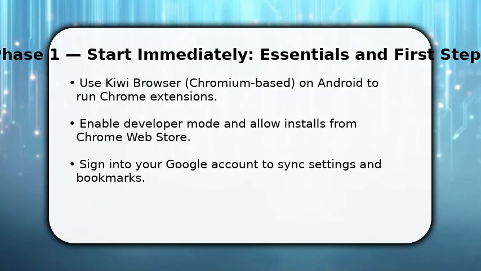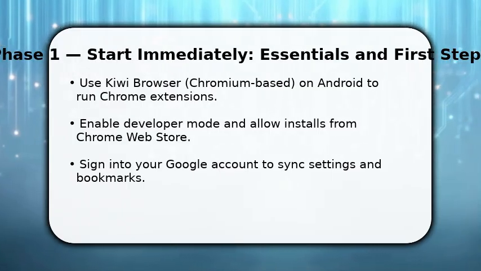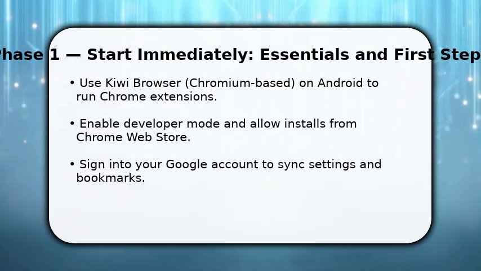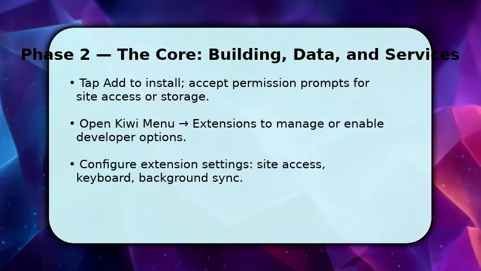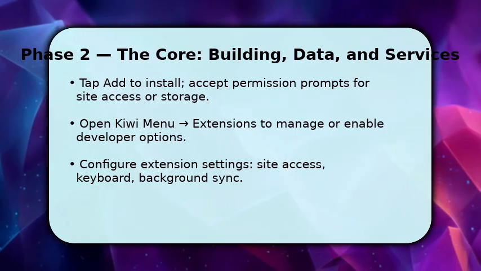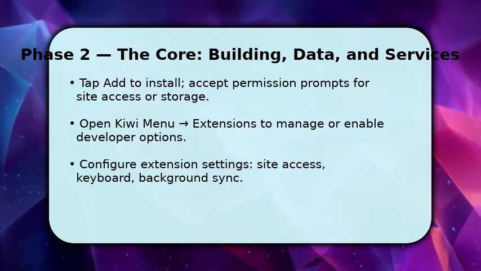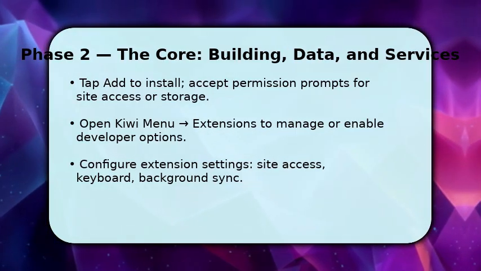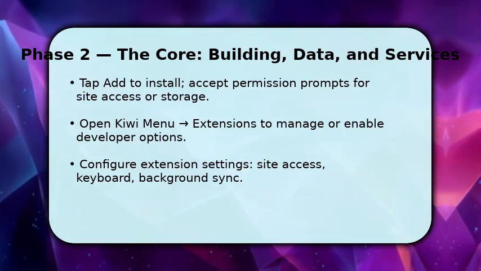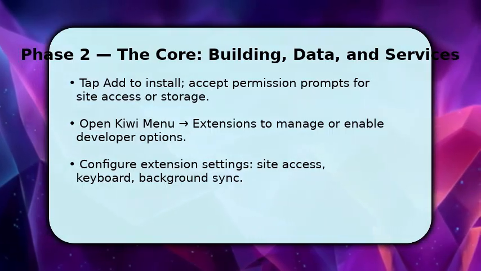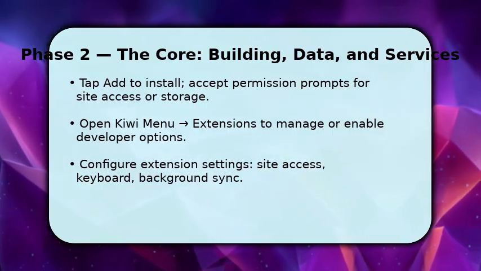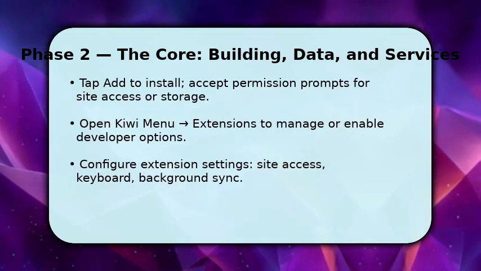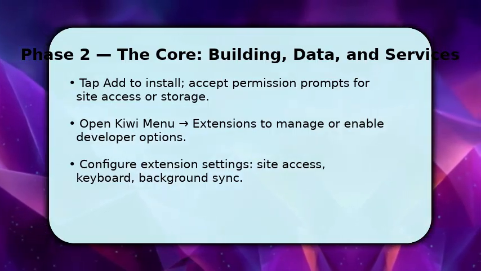Start by searching the extension name, tap Add, and move to the next step once the extension appears in Kiwi's menu. Once the extension is added, open Kiwi's menu and choose Extensions to view installed items. You must enable the extension and check its permissions, site access, storage, and background sync, so it behaves correctly on mobile pages. If the extension has settings, tap Configure and adjust options for mobile layout or data limits.